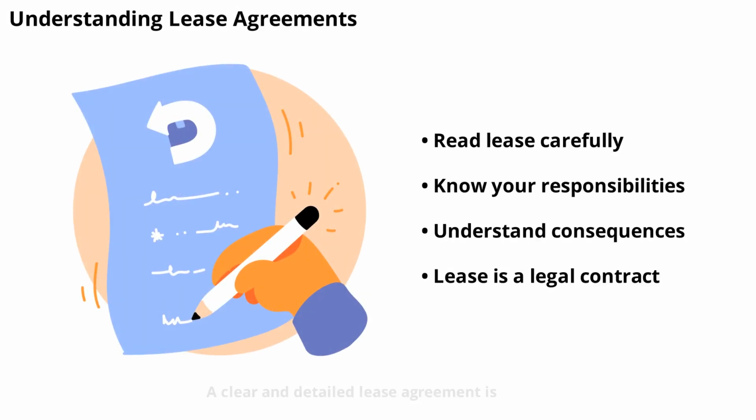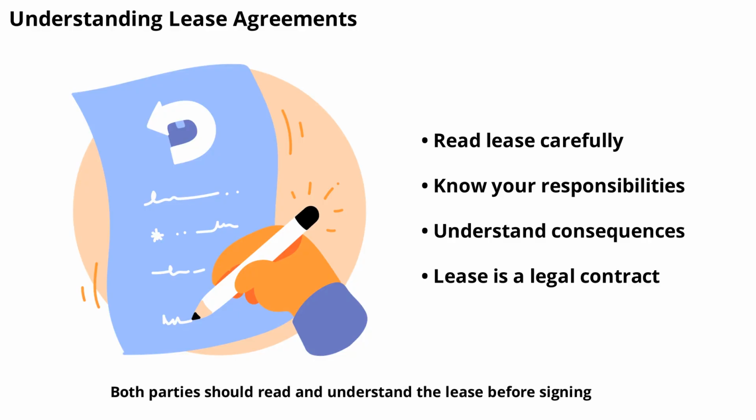A clear and detailed lease agreement is the foundation of a good landlord-tenant relationship. Both parties should read and understand the lease before signing. The lease outlines rent amounts, due dates, responsibilities, and what happens if rules are broken. Knowing your lease terms can help prevent disputes and provide a roadmap if issues arise during the tenancy.